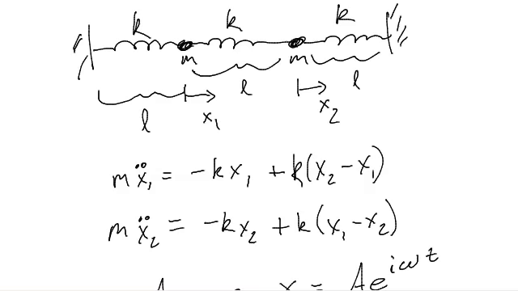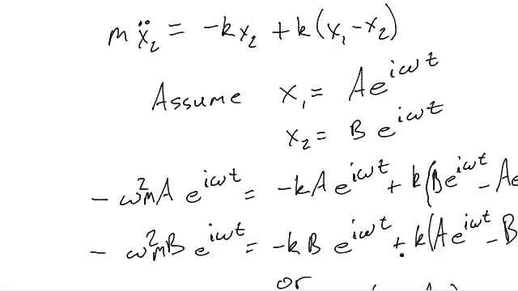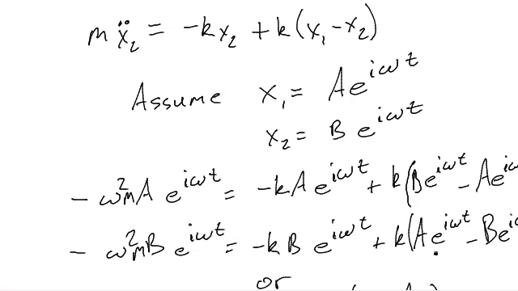And what we're going to do is we assume that both particles move with some amplitude at the same exact frequency. I'm using complex notation here so that I can handle both cosines and sines at the same time. Ran out of room here a little bit.